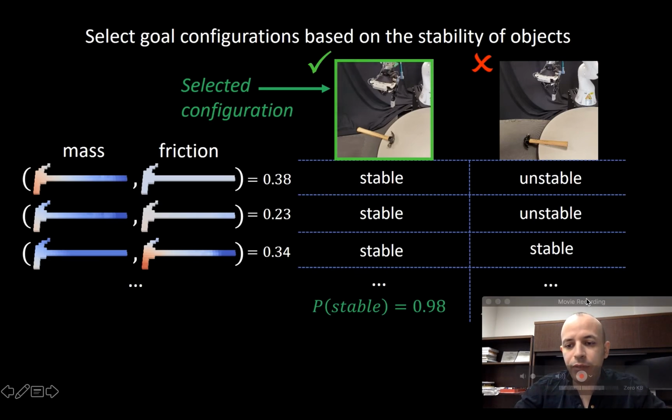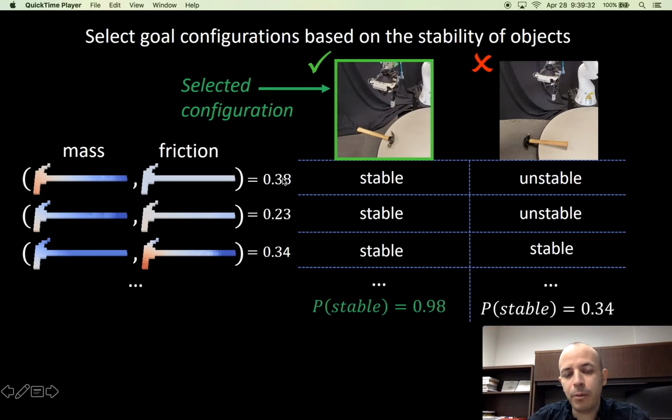Then let's say you have 38% probability for this configuration, 0.23 for this one, and 0.34 for the last one. Under each one of these models, you want to simulate the balance of the object in this configuration and compare it to other configurations. Then at each point, you can label it as stable or unstable, and compute the probability of each one of these configurations being stable or unstable. Then you pick at the end the one that has the highest probability of being stable.